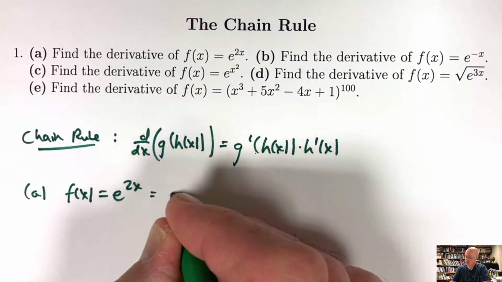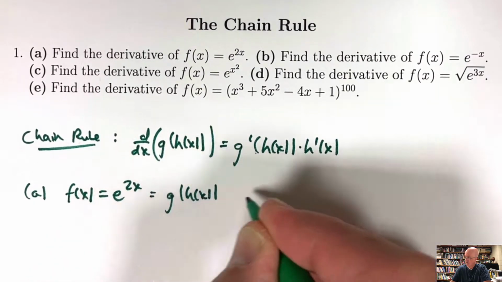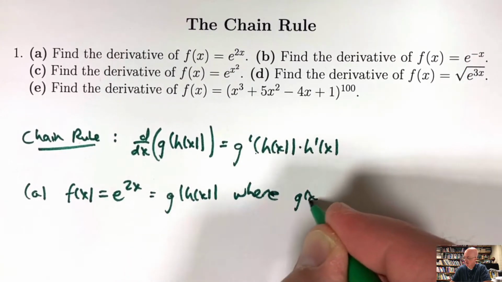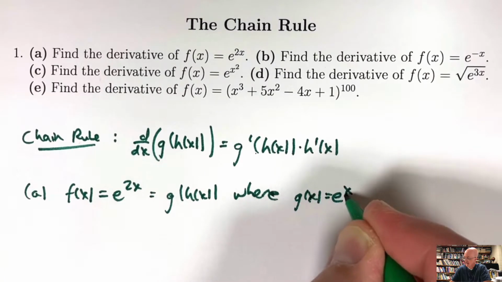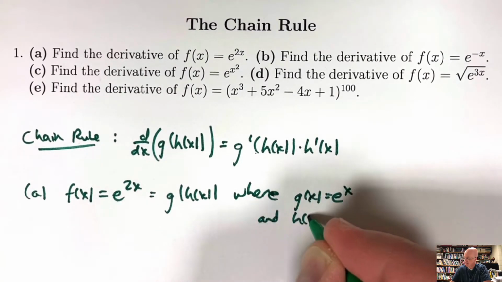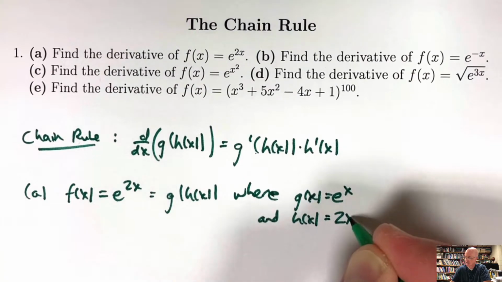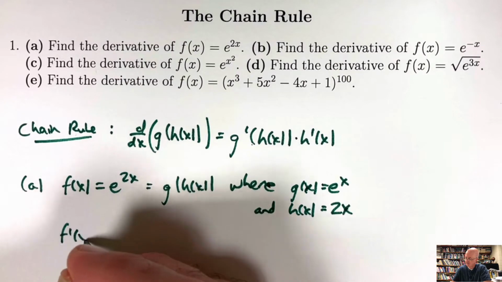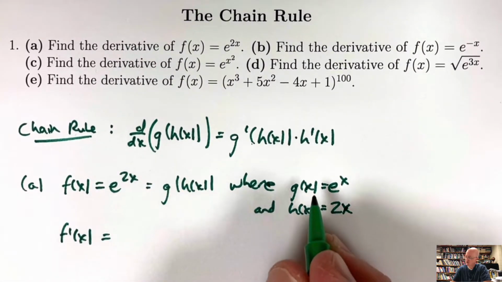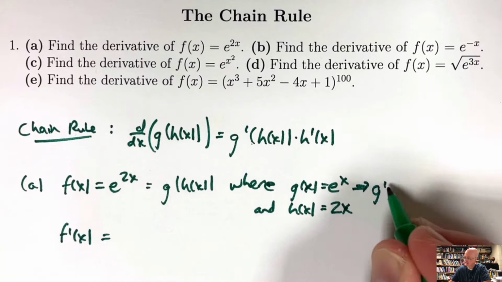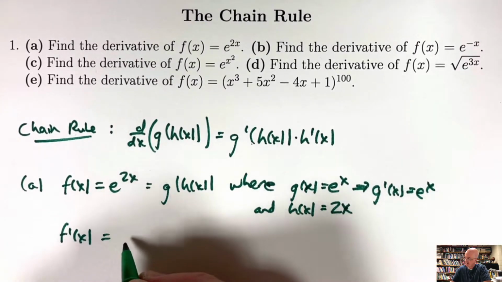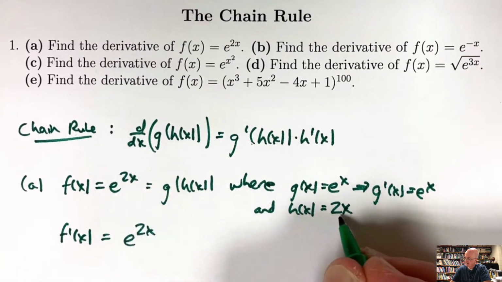So we can write this as g of h of x, where we should say what g and h are. G of x is the outer function, that's e to the x, and h of x is the inner function, that is 2 times x. So according to this chain rule, when I differentiate f, I need to find the derivative of g first. G prime of x will be e to the x. I need to plug in h of x into that, so when I replace x here with 2x, I get e to the 2x.